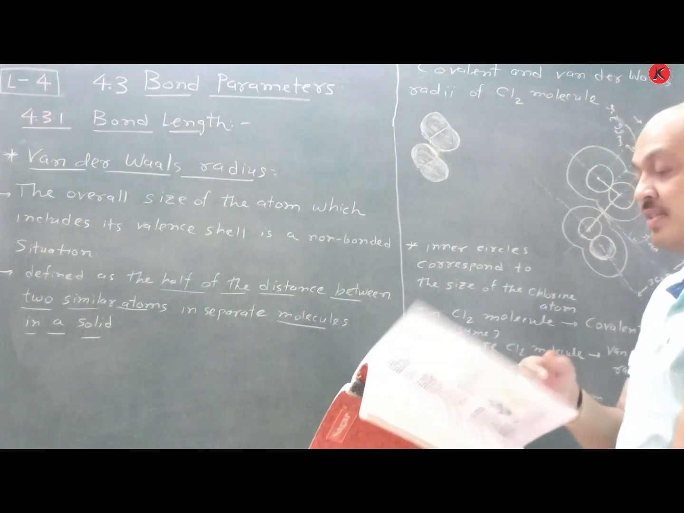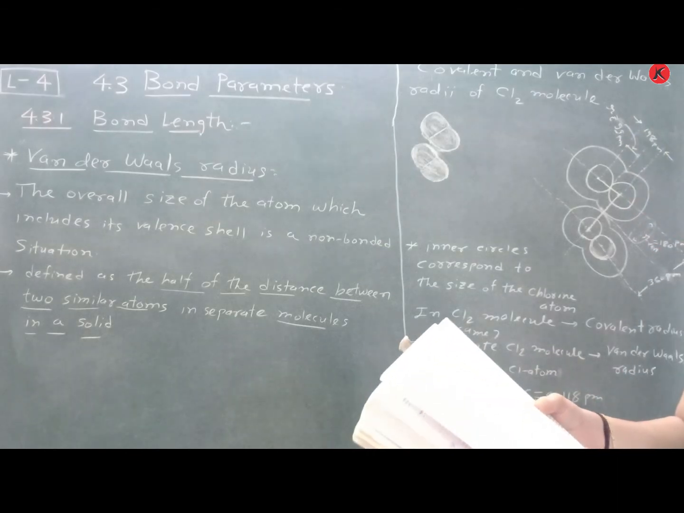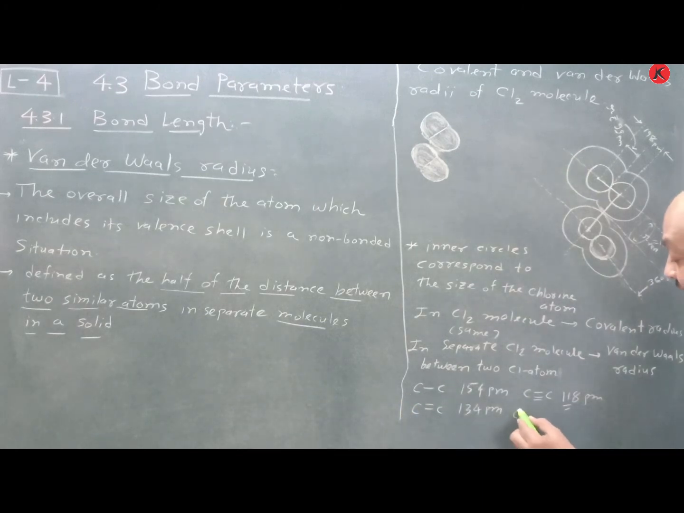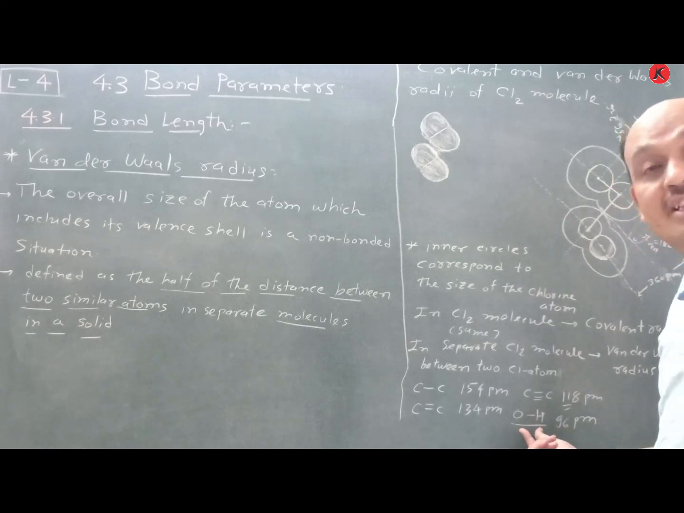A question may be asked this way: from the following, which one contains the least bond length? So OH is there. This is a very important point. That is 96 picometer. Remember, between oxygen and hydrogen, because the electronegativity of oxygen is more as compared to hydrogen, the attraction is more, and that's why this bond length becomes shorter.